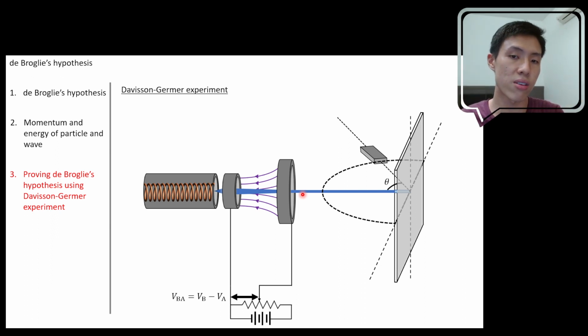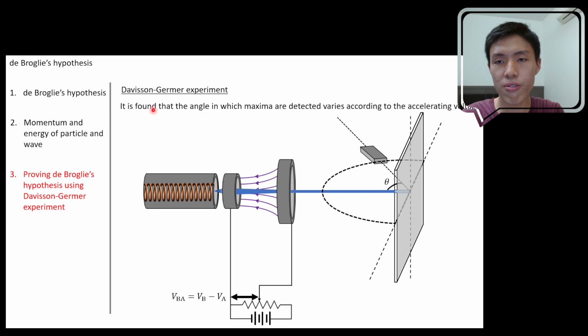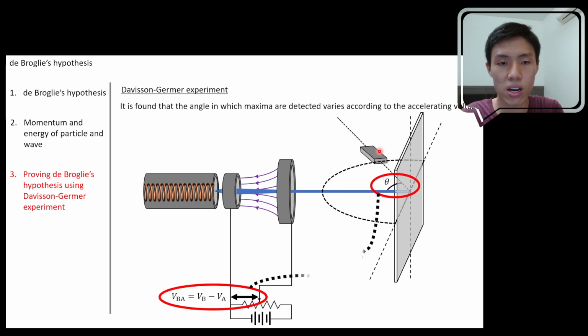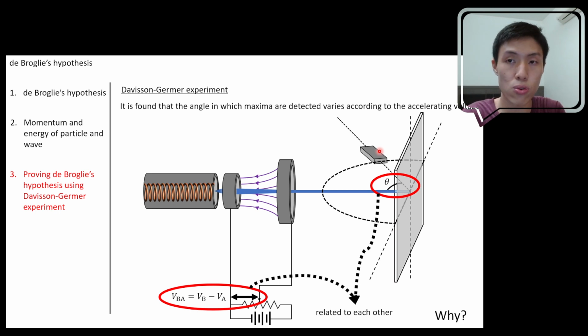In this particular video, we are going to prove mathematically how changing this accelerating voltage results in the shift of this angle. But to understand the whole setup better, we probably need to talk a little more about diffraction. It is found that the angle at which maxima are detected varies according to the accelerating voltage. Just as I said earlier, if you increase the accelerating voltage, you might change the angle at which you find the diffraction peak. These two are correlated with each other and we need to know why.